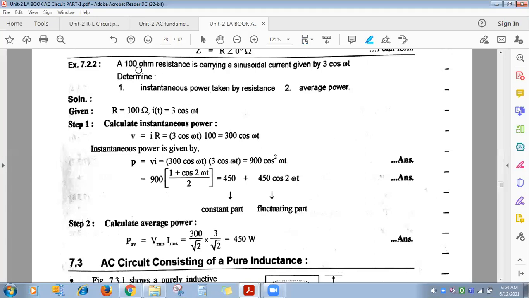See here, a 100 ohm resistance is carrying a sinusoidal current given by this. Do not consider cos, consider only sine here, because no one will ask you the numerical in the form of a cosine waveform. And no one will ask you instantaneous power, so don't do this. Only this one question. Assume a 100 ohm resistance is carrying a sinusoidal current given by 3 sine omega t. Calculate the average power. How much will be the average power?